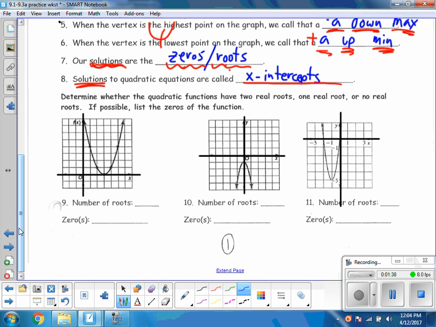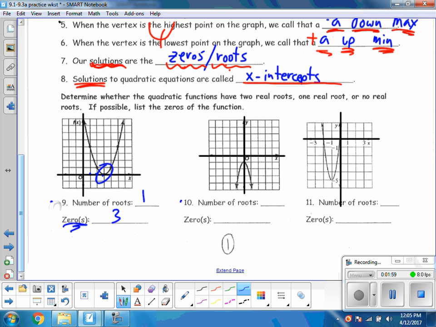Like for example, down here on this graph for number 9, the number of roots. So I'm asking for the number of solutions. Well, the number of solutions is 1 because it crosses the x-intercept right there. And the zeros is actually, where is it? So it's at 1, 2, 3. It's at 3. Now notice I'm not putting a coordinate down. I'm giving the x value, which is 3.